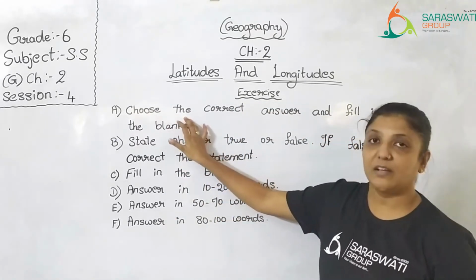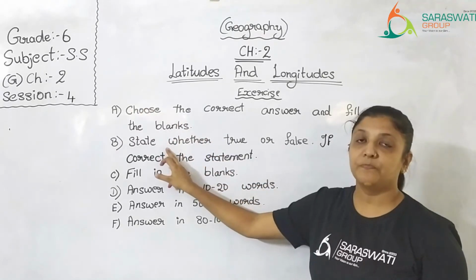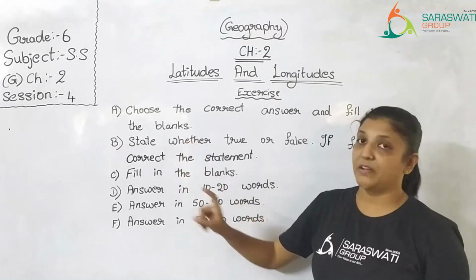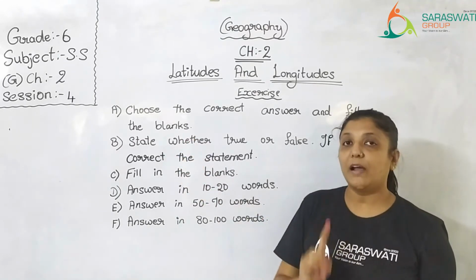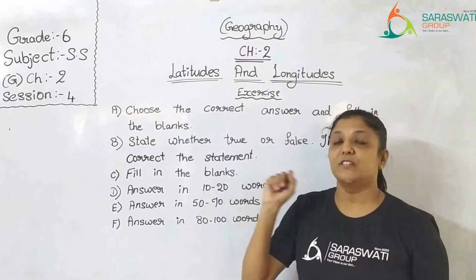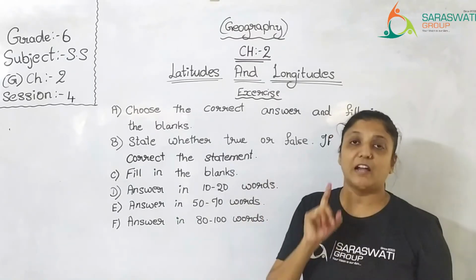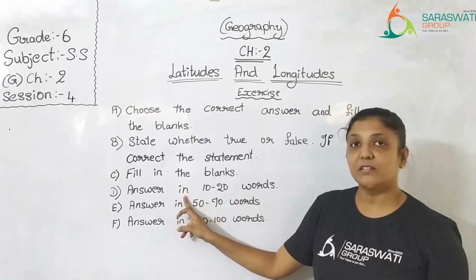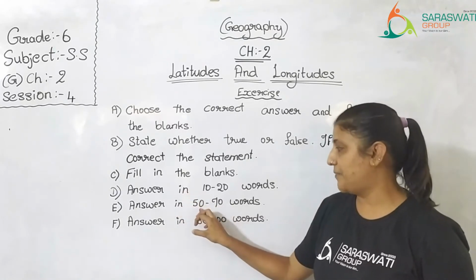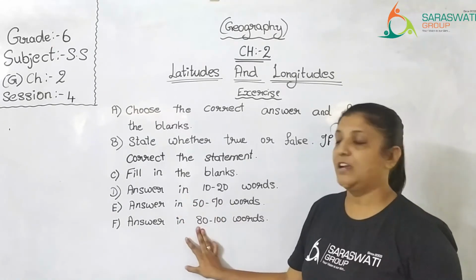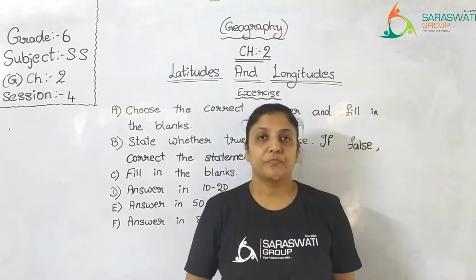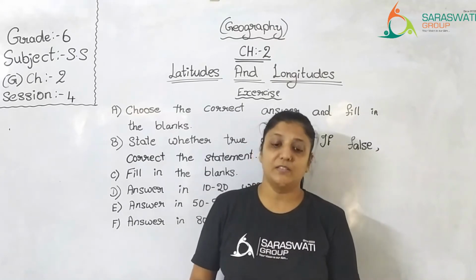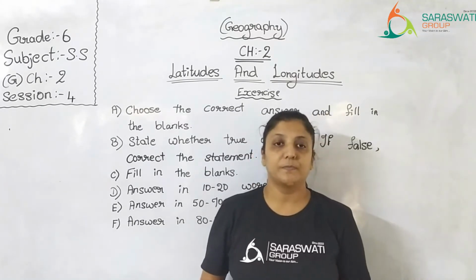Question A, choose the correct answer and fill in the blanks. Question B, state whether true or false. If false, then correct the statement. In your book also when you are writing, if the statement is false, then you have to write the correct statement. Next, fill in the blanks, then answer in 10 to 20 words, answer in 50 to 70 words and answer in 80 to 100 words. Now let's start with main question A. Choose the correct answer and fill in the blanks.